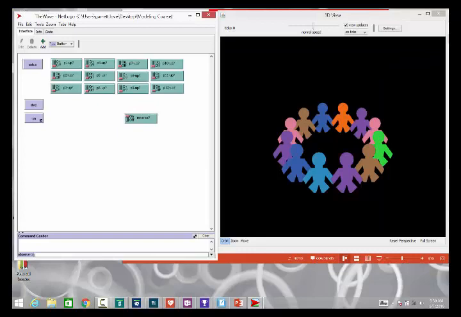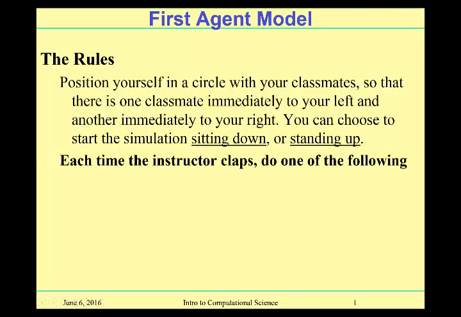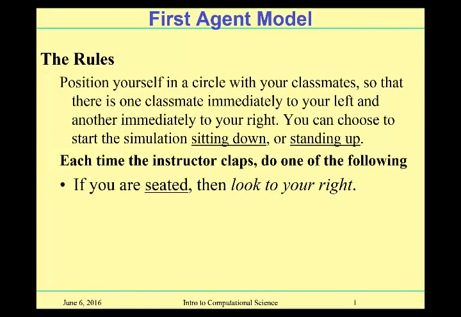All right, good. Looks like all of you have chosen to sit down. Let's go on and look at the next rule. Each time the instructor claps, I'm making noise with my hands, you're going to do one of the following. Either if you are seated, which all of you are now, then you're going to look to your right. You're going to turn and look over your right shoulder to the person who's sitting on your right.